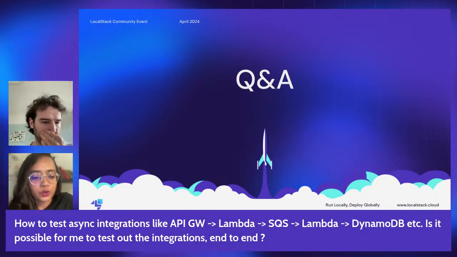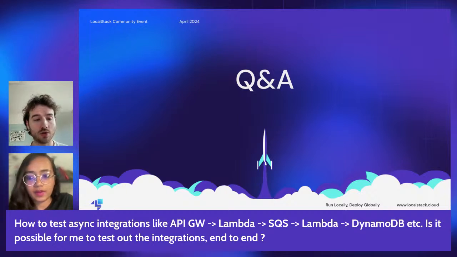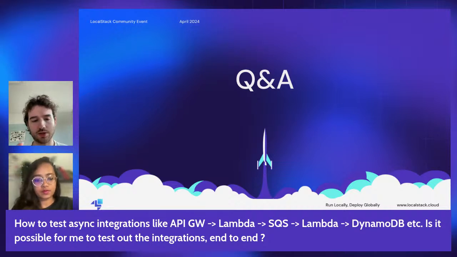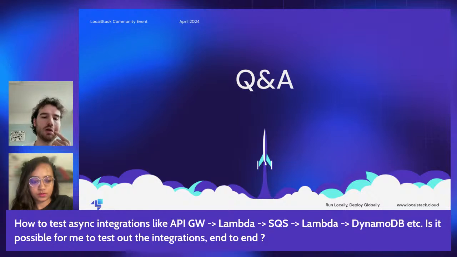So the first one is how to test async integrations like API, Lambda, SQS, etc. Is it possible for me to test out the integrations end to end? Definitely, yeah. It's also something that we test, for example. One of the main questions is timing-wise, right? You would have to sleep for 30 seconds before all of that is done. But through clever mechanisms like retries, you can just continuously try and see whether the asserts hold or not. So if you have an infra which routes API Gateway to Lambda, to SQS, to Lambda, to DynamoDB, you can definitely write the test case around that end to end.